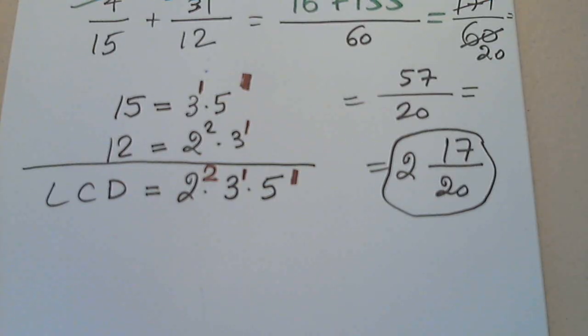4 and 9. How will you write the fraction in lowest terms of 4 and 9? How many common factors do these two have? The answer is none, or just one. There is nothing you can simplify here. 4 over 9 is 4 over 9. Good.